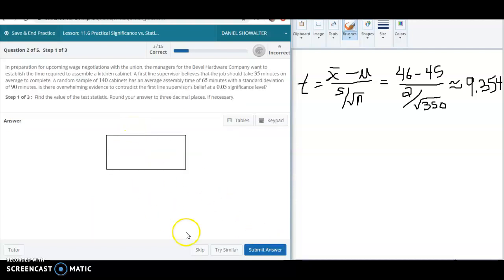Okay, and we have a similar question here. I'm just going to skip this. All of these questions really are the same idea. So let me stop there.